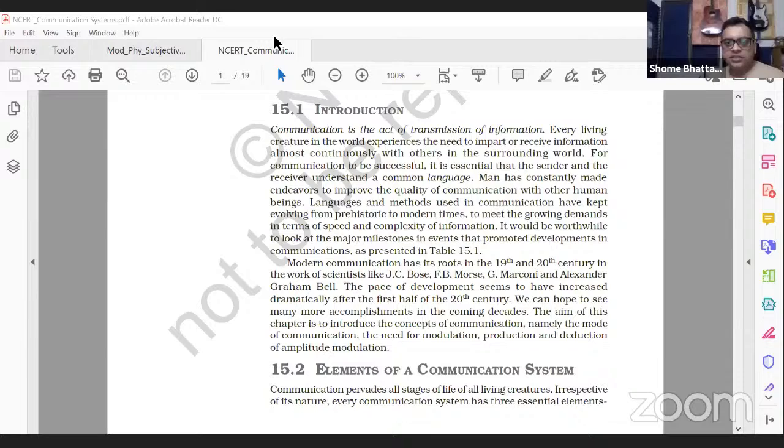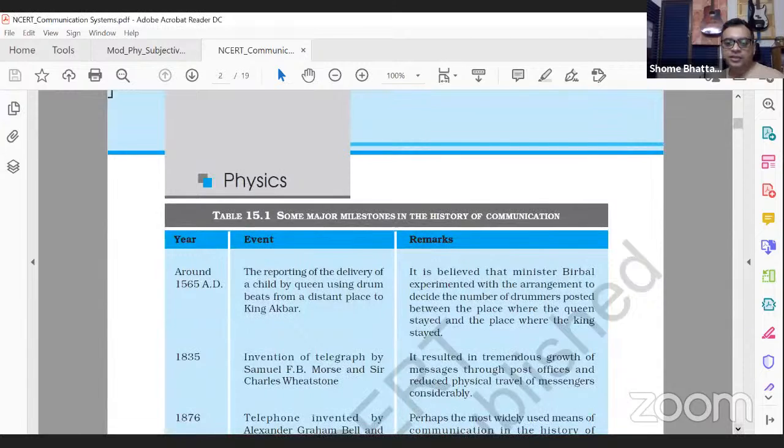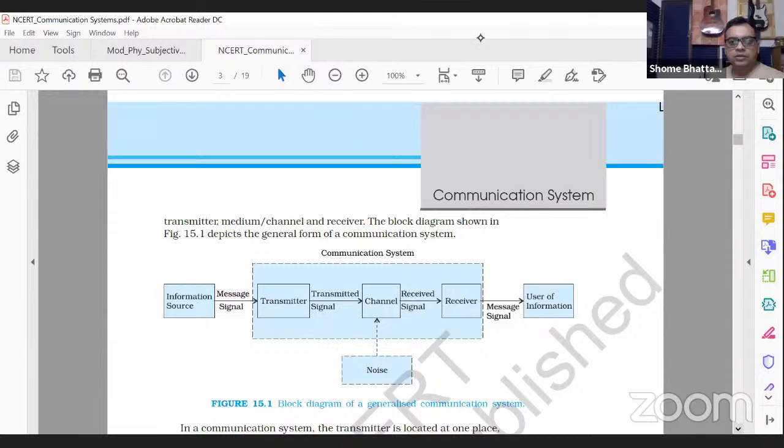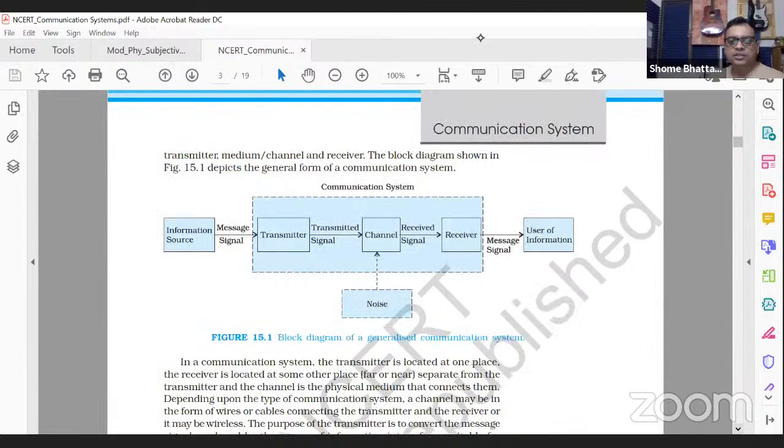Right. So let's just do a quick overview of the chapter which is here. So this is a basic introduction. You just need to go through this section once. Yeah. Elements of the communication system. Let's come to that. Again, this is some historical data. You don't really need to go through this in detail. Yeah. So elements of the communication system, what we understood earlier also, same thing.